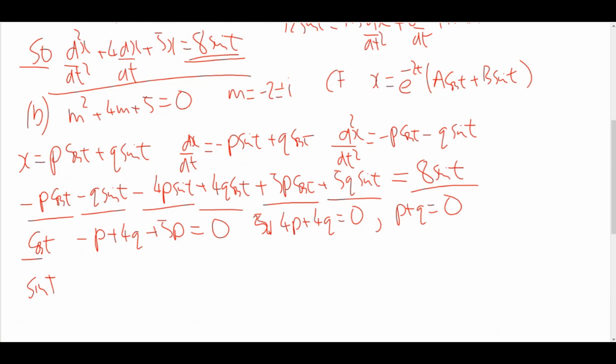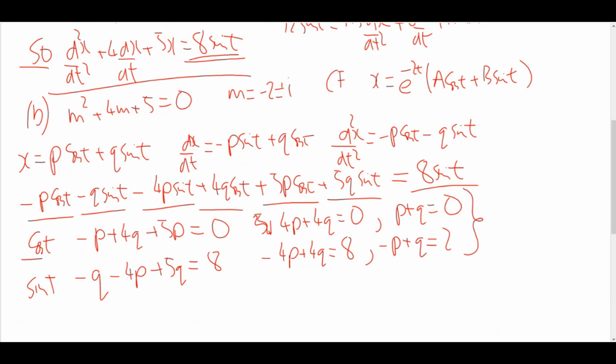That must match up with the 8 sine t. So you will get minus q sine t minus 4p plus 5q is equal to 8. So what that's going to simplify to give is minus 4p plus 4q is equal to 8, or again, you can simplify to get minus p plus q is equal to 2. And that's an easy pair of simultaneous equations to solve.